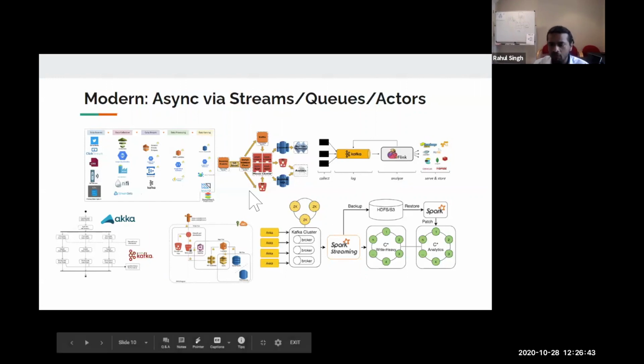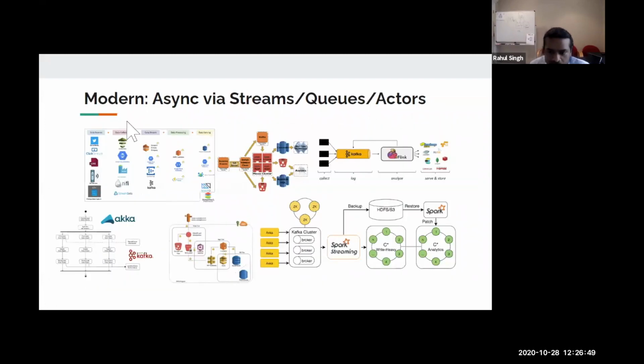And so at a high level, I'm not going to zoom in because I don't know if I can actually zoom in. No, I can't zoom in while I'm in presentation mode.